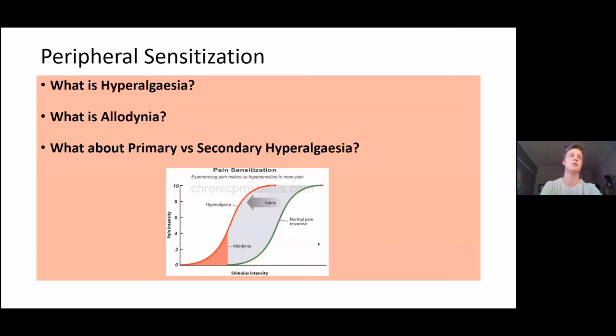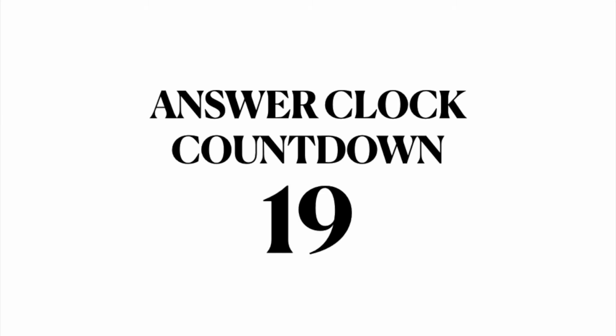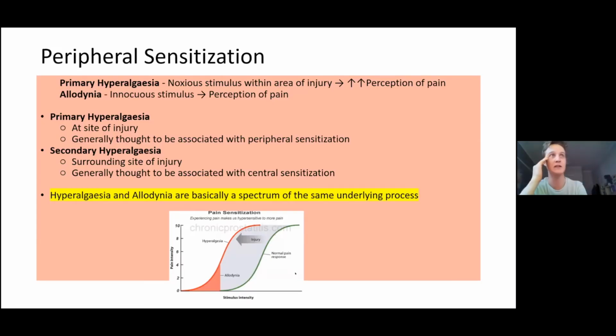Can you tell me what is hyperalgesia and what is allodynia? Bonus points if you can tell me what's the difference between primary and secondary hyperalgesia. Hyperalgesia: noxious stimulus, increased perception of pain. Allodynia: innocuous stimulus, but causes perception of pain.